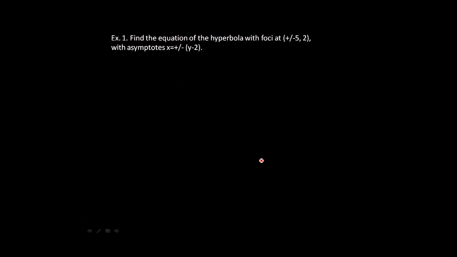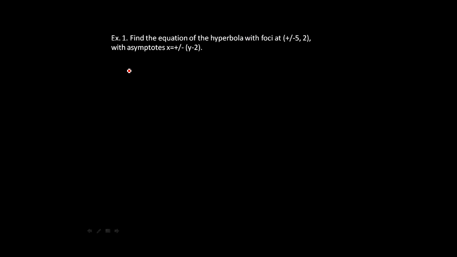Now let's take a look at an example. Here in the question we have finding the equation of the hyperbola with foci at plus or minus 5 and 2, with asymptotes x equals to plus or minus y minus 2. Now it is very typical because in the hyperbola we have two foci points, and we also have a pair of asymptotes which form the bounding box for the curve.